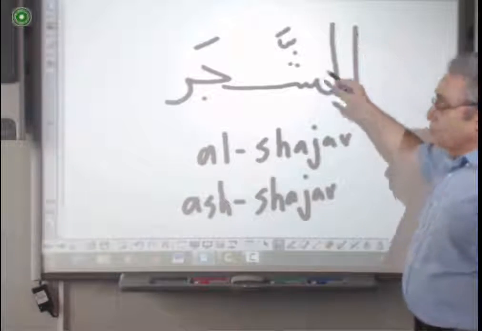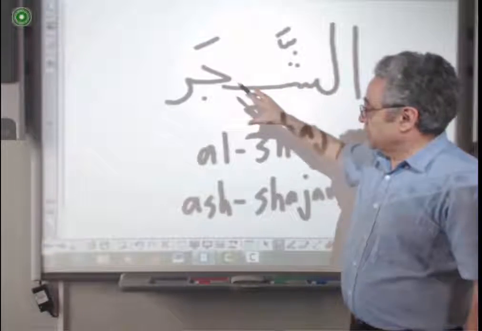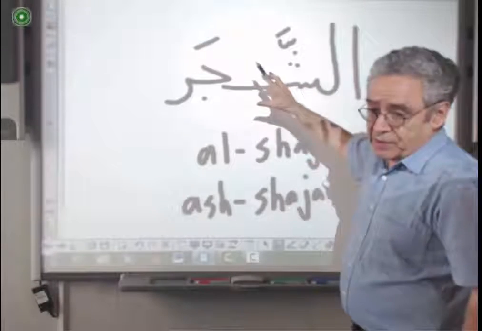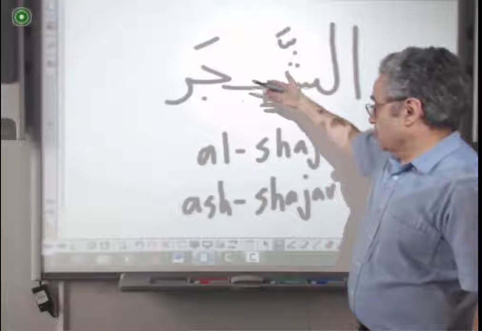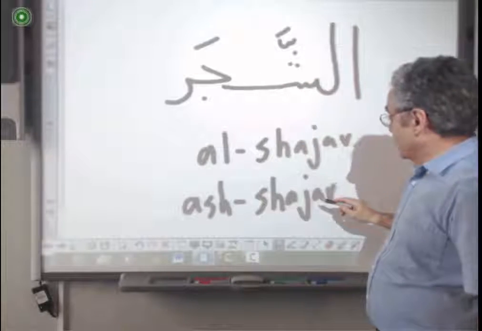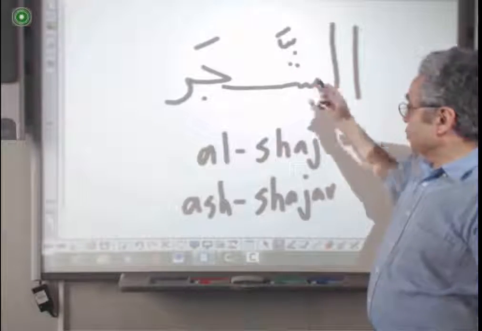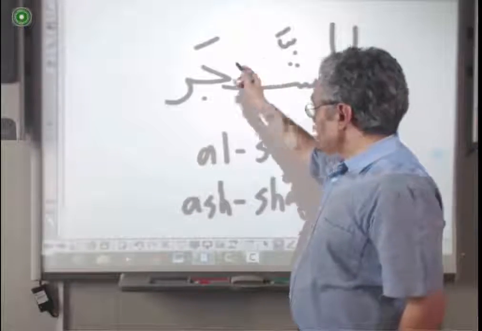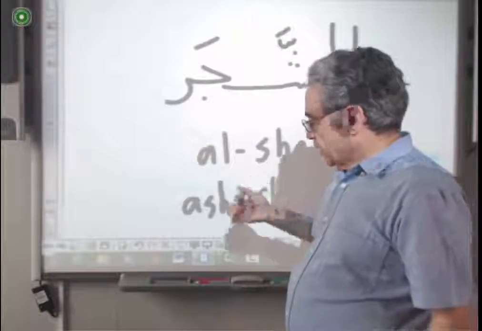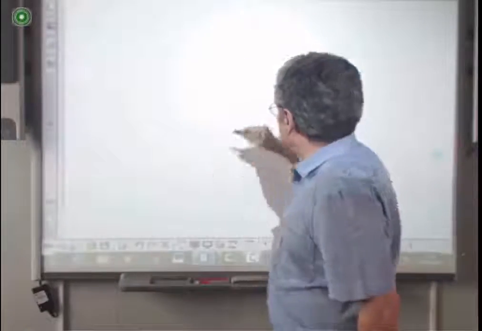So you can see with all the tongue letters, or most of them, not all of them, most of them, we are going to study them next week. We will take that lam and put shadda. And that's what you call it in Arabic, like ash-shajar. Let us take the sheen also.